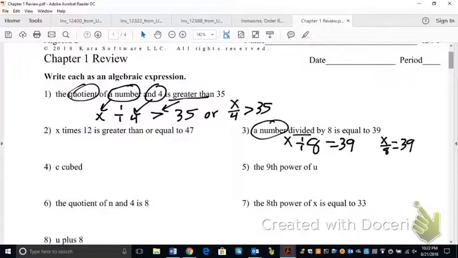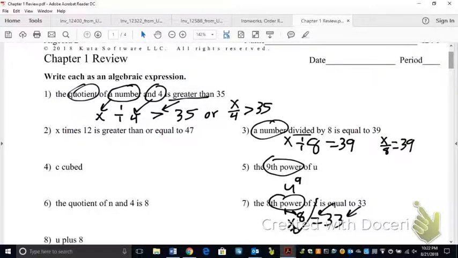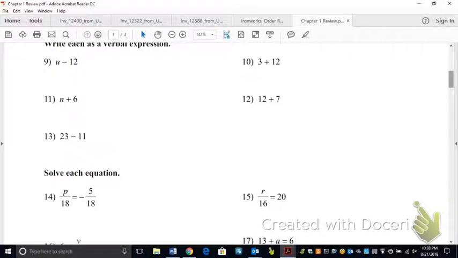On to number 5. So number 5, we're going the 9th power of u, so that's u to the 9th. That's it. Number 7, the 8th power of x is equal to 33. Again, we're just going straightforward. 8th power of x is equal to 33.